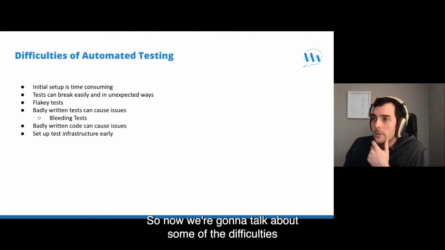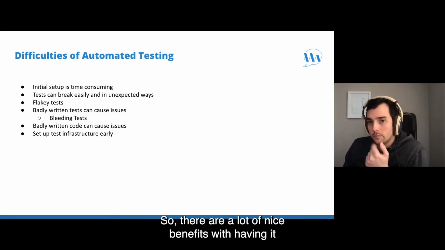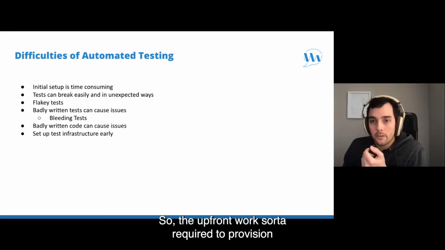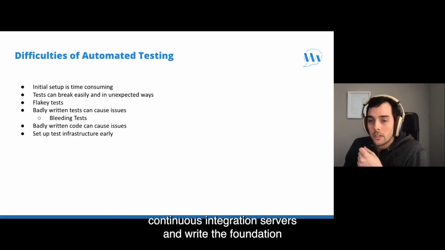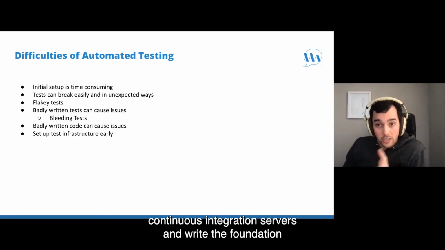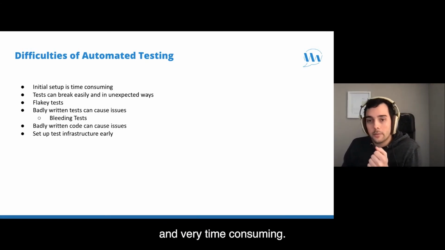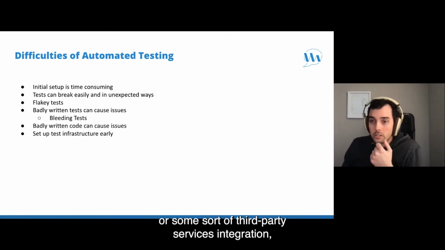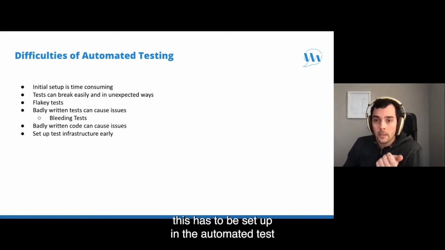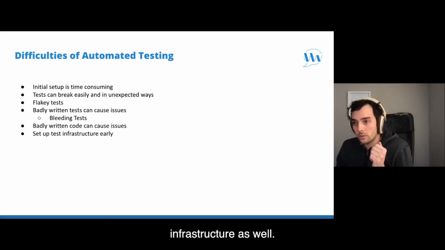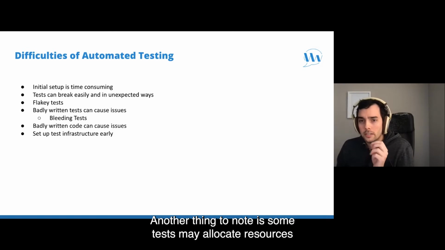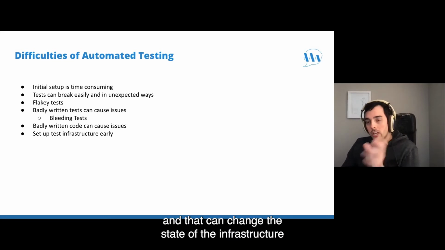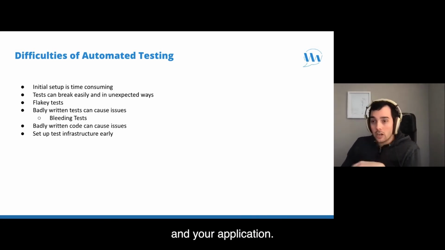So now we're going to talk about some of the difficulties with automated testing. There are a lot of nice benefits with having it, but there are some difficulties. The upfront work required to provision continuous integration servers and write the foundation for the automated tests can be a lot of work and very time consuming. If the application requires things like authentication or some sort of third-party service integration, this has to be set up in the automated test infrastructure as well. Another thing to note is some tests may allocate resources on the infrastructure while they run, and that can change the state of the infrastructure and your application.